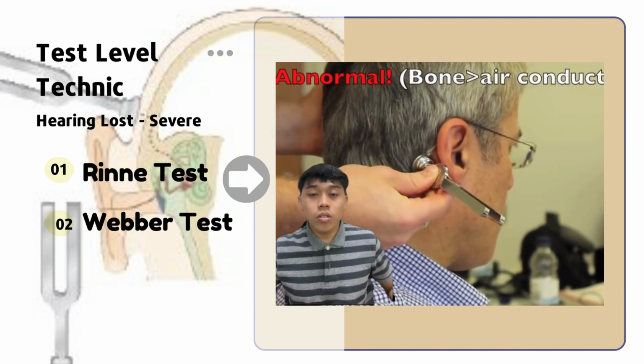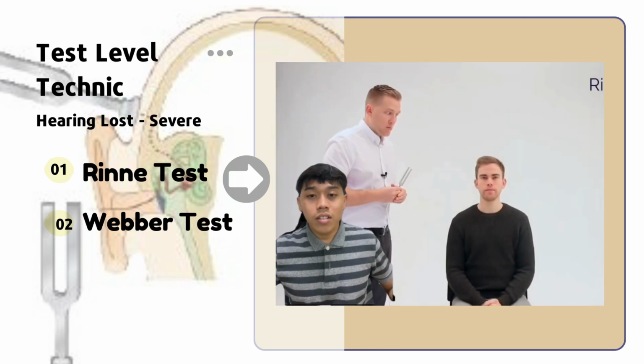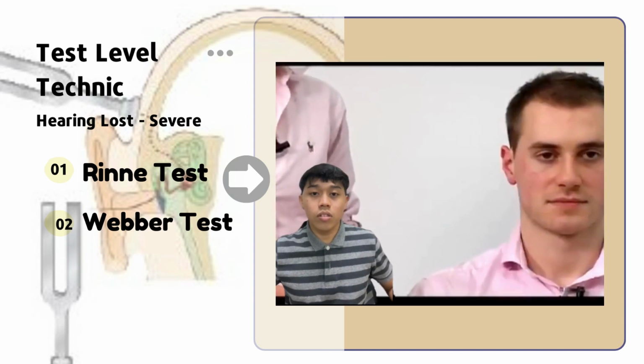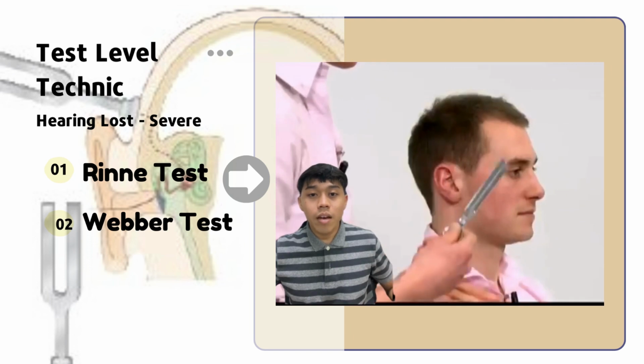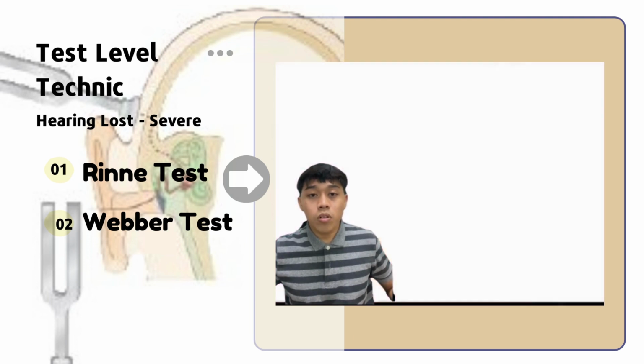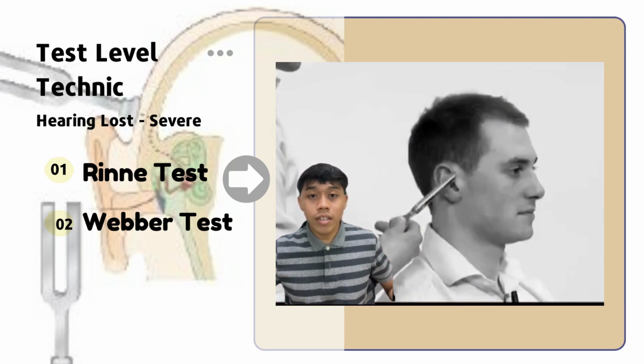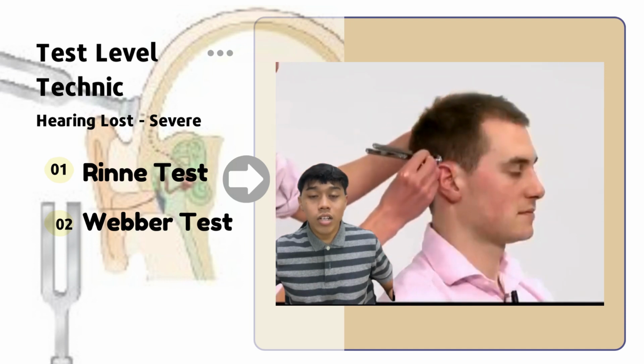So now we go to the steps. The first step is to explain the test clearly to the patient. For example, you are going to hear a buzzing. I want you to tell me in which position it is louder. The second step is to test position A, which is the outer ear. This tests for air conduction.